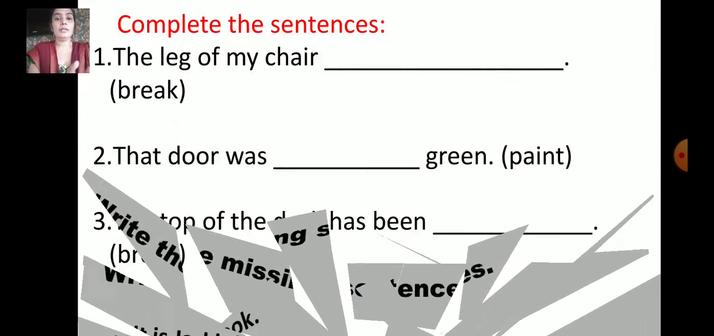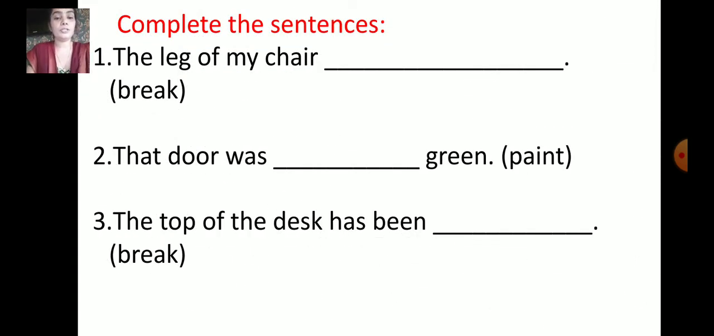And our next one is complete the sentences. The leg of my chair dash. Here the word is break. So it is broken, past tense. So you have to use the past tense here. The leg of my chair is broken. That door was dash green. So that door was painted green.